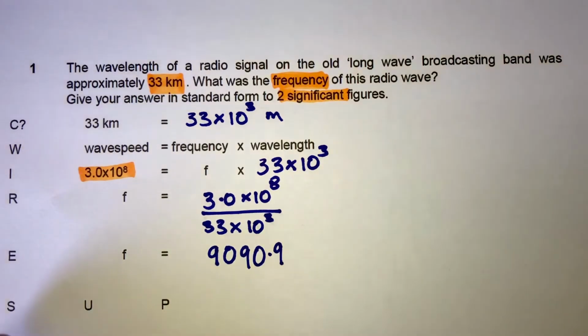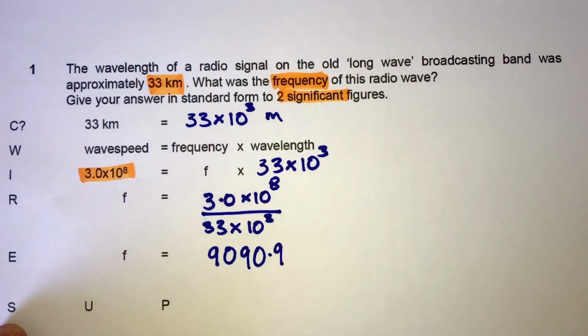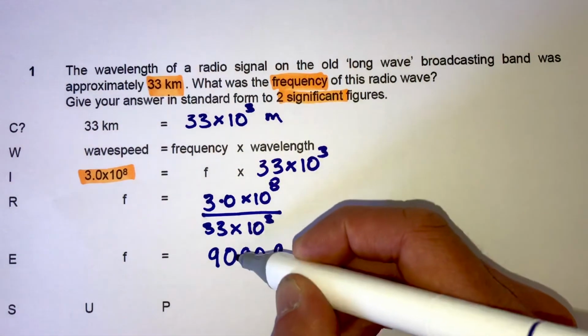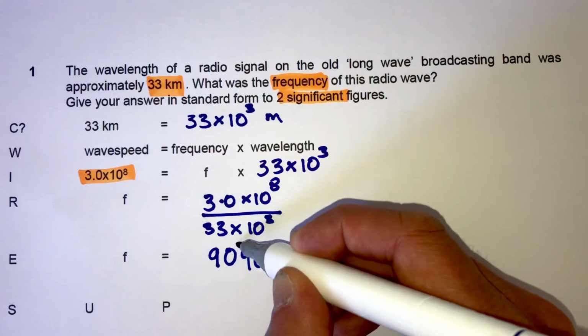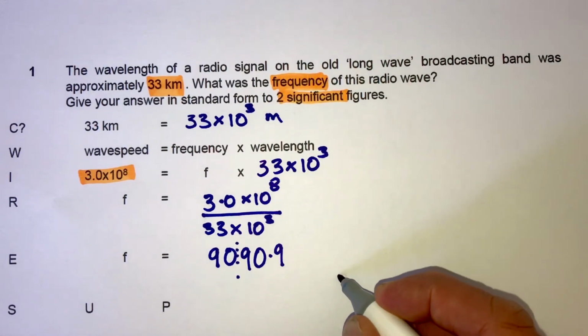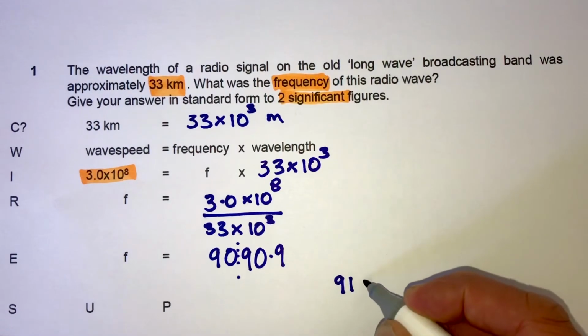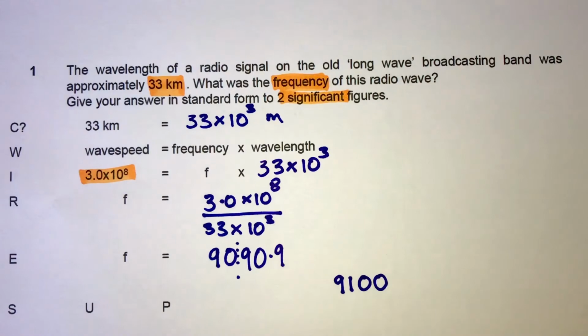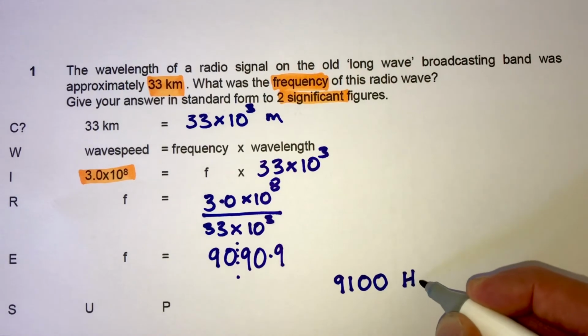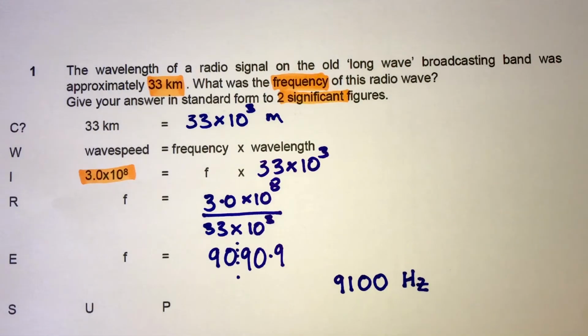Then the final bits. S stands for significant figures. Well, this should be given to two significant figures. So one significant figure, two significant figures, I'm going to divide it down there. My 9 is bigger than 5, so that's going to be 9100 to two significant figures. U stands for units, and my units there for frequency are going to be hertz.